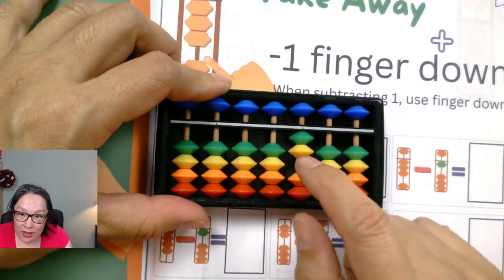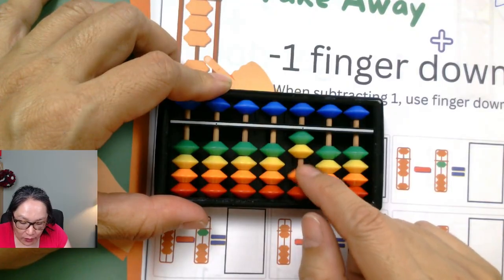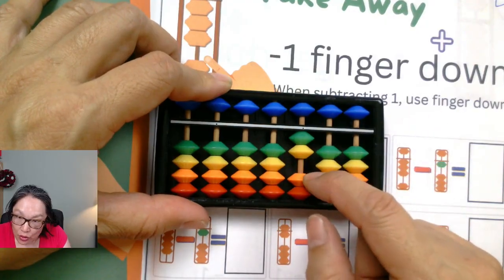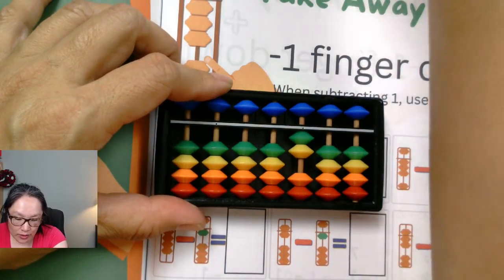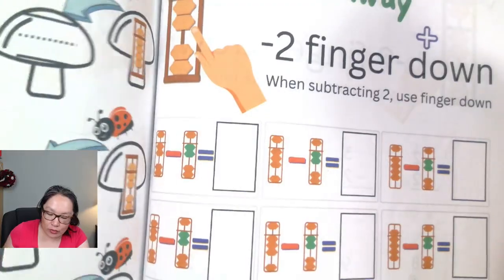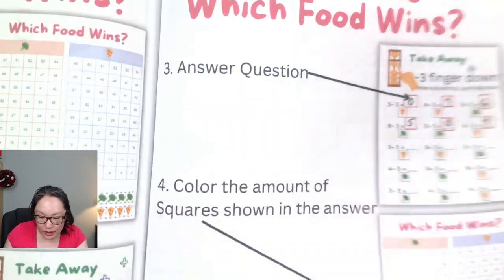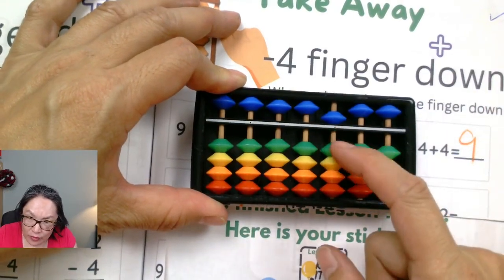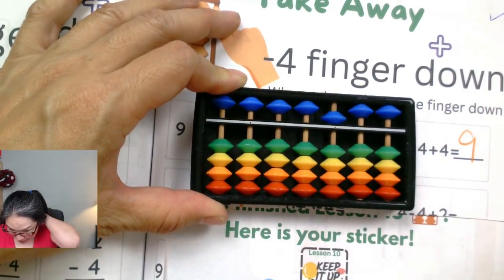So what I'm doing is I'm just showing you how to move the beads. When I move the beads, then it's easy to understand. And then when I have 4 and I want to take away 2, I'm moving 2 beads. That's all I'm doing. It's the same thing with the 4, right? If I have 9, I want to take away 4, I'm going to move all the beads, take away 4. And my final answer is 5.